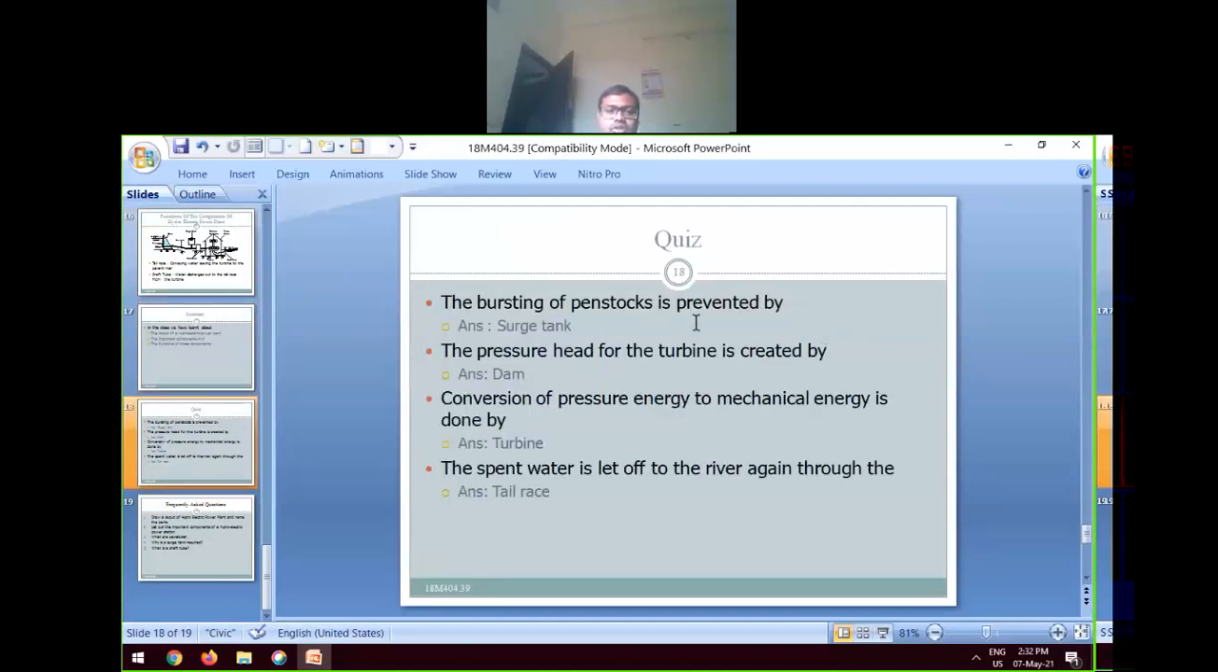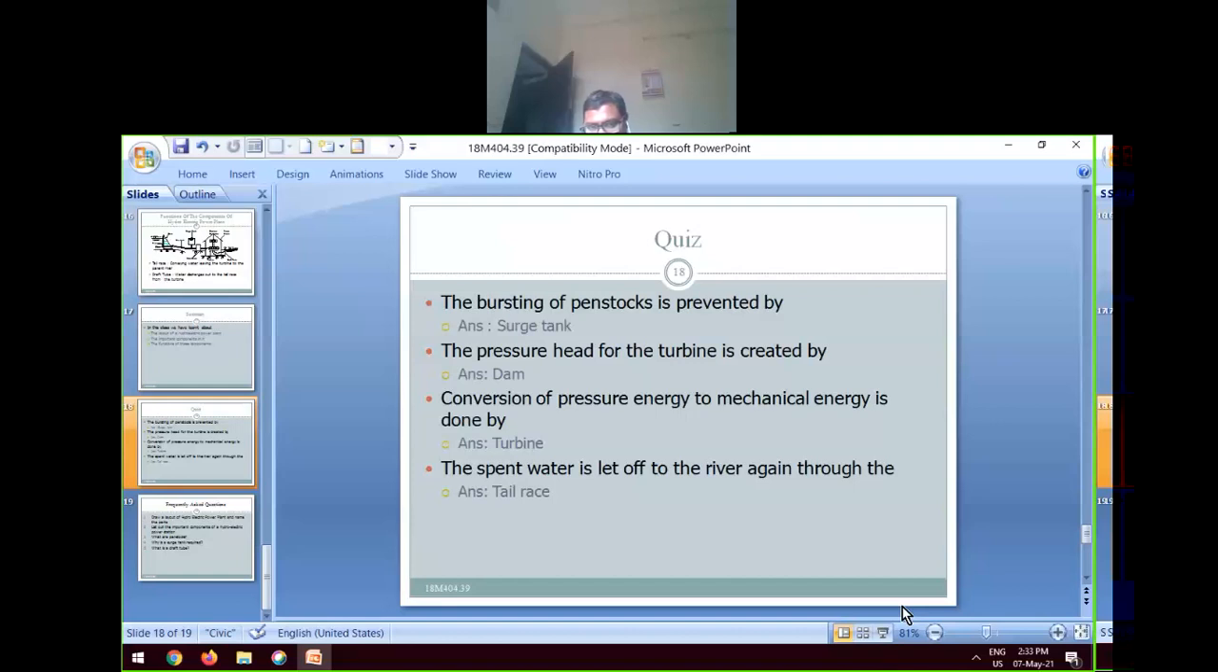Some questions now. The first question: the bursting of the penstock is prevented by the surge tank. The answer is surge tank. This is a very important question, and you have to practice it, right? Second one: the pressure head of the turbine is created by what? What do we mean by pressure head? It is the maximum pressure developed by the water in a container. The dam will create the pressure head. The vertical height from the ground level to the maximum head of water is called the pressure head. The answer is dam.